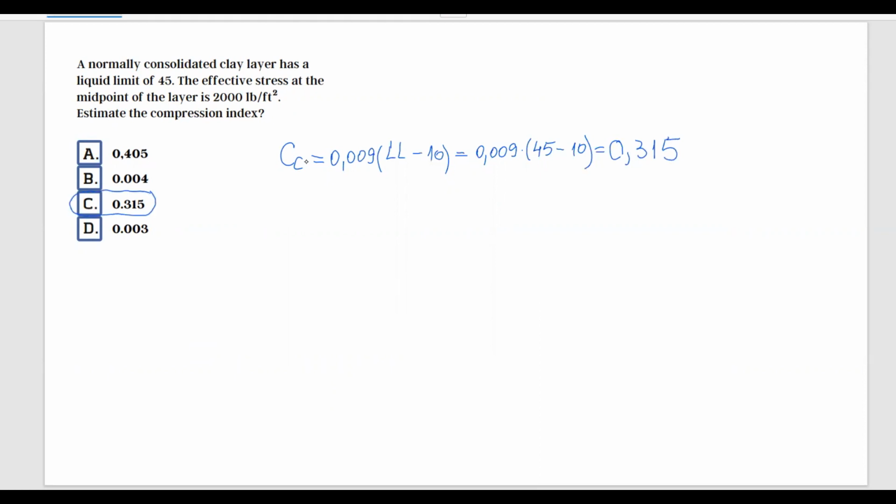As you can see, the only thing I did here was go to the FE handbook and type compression index, what the problem is asking us, and I found a formula which is related to the liquid limit value given in the problem. And it was a quick problem to solve.